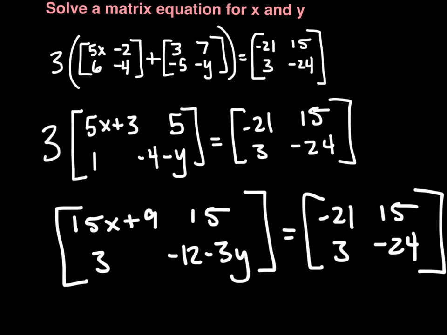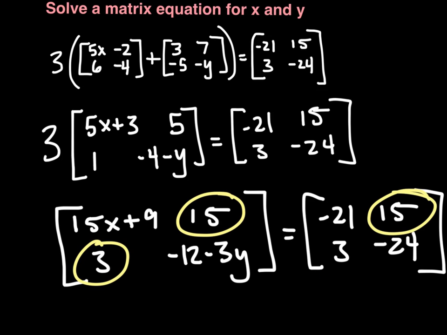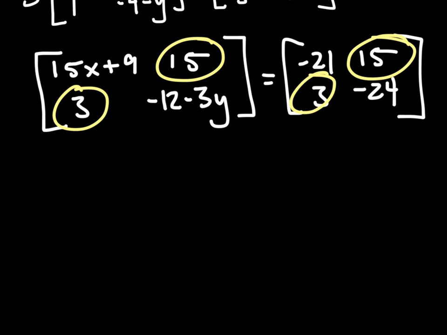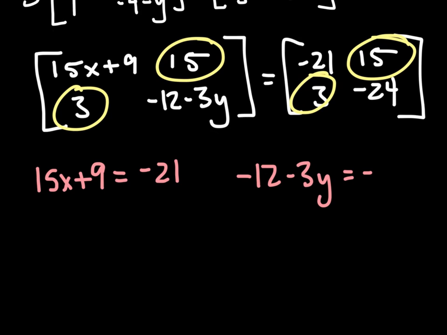All right, now I'm trying to solve for x and y. But if we take a moment to notice some of the other elements in these matrices, we've got 15 equals 15 and 3 equals 3. So I don't even have to pay attention to these anymore. But that just let me know I was going in the right direction. So now I know that 15x plus 9 is equal to negative 21. And I also know that negative 12 minus 3y is equal to negative 24. And I can just solve each of these equations for x and y.